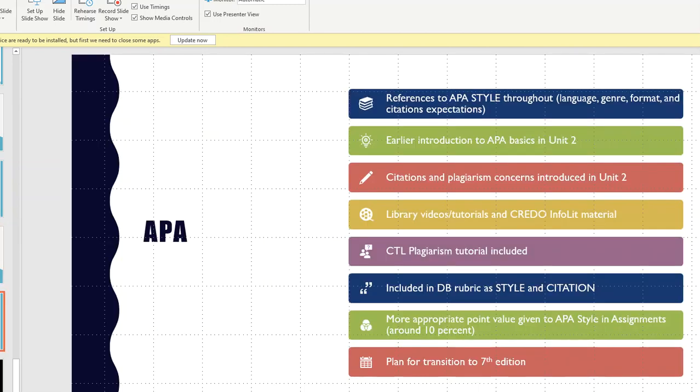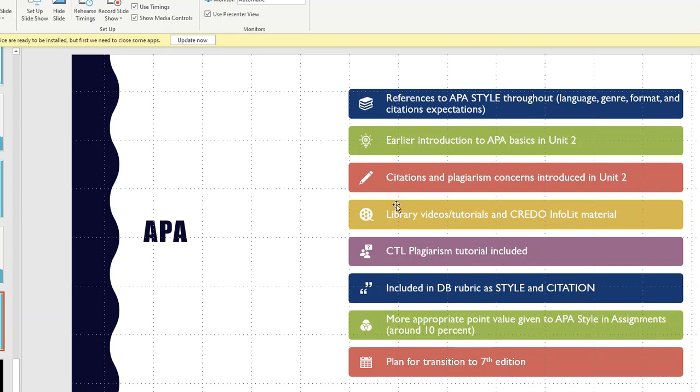Yeah, sure. So real quickly, I think we've talked about this, but your students are going to see APA throughout the course. As I said earlier, they will be introduced to APA basics in Unit 2, including citations and plagiarism concerns right off the bat. They will get library and Credo InfoLit material on that early on. The CTL plagiarism tutorial is included early on as well to let students know what this issue is, and here are resources for you.